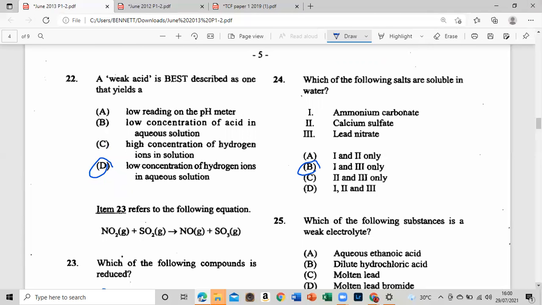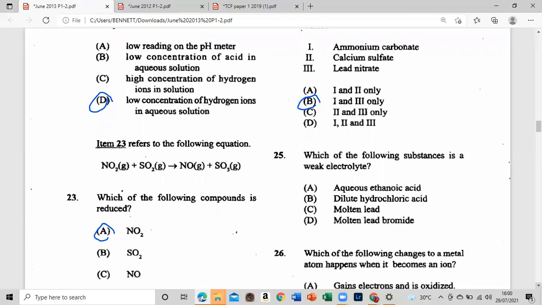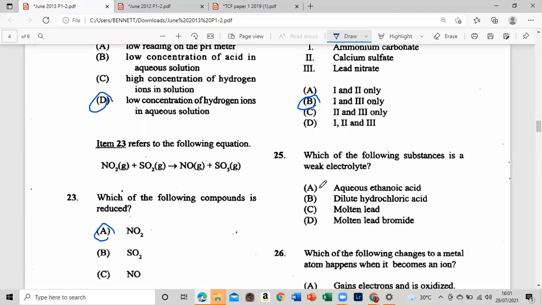All right, let's move on to 25. Which of the following substances is a weak electrolyte? Is it aqueous ethanoic acid, dilute hydrochloric acid, molten lead, or molten lead bromide? And that is aqueous ethanoic acid. So 25 is B.